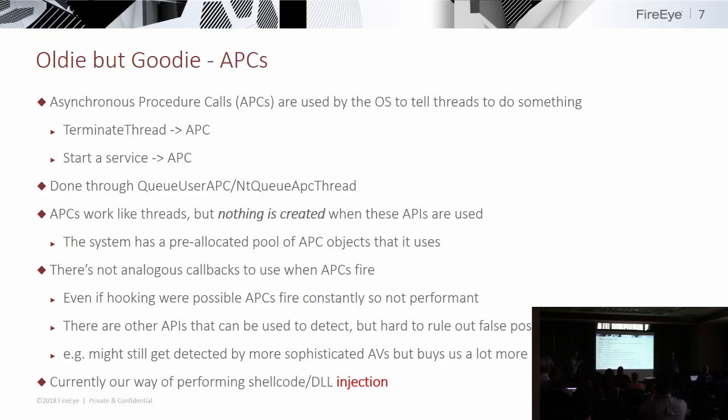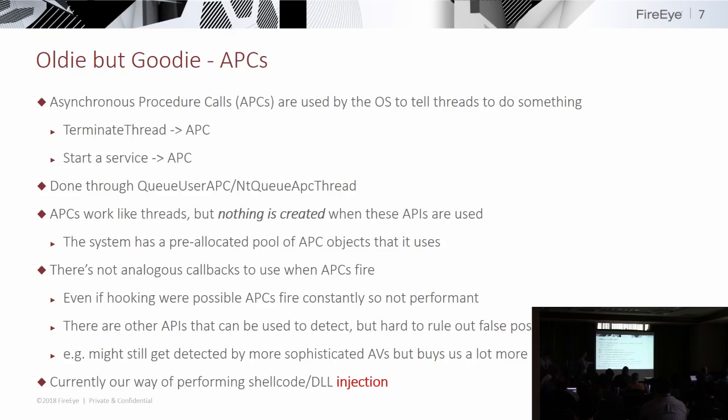This is an awesome way to do injection, specifically using QueueUserAPC, because it happens like 1,000,000 times on your computer. Even if you try to hook into possible APCs firing, it's not going to be practical for any AV or EDR product to actually detect on this, because there's just so many going on that it will essentially die. You'll end up DOSing your computer if you even try.